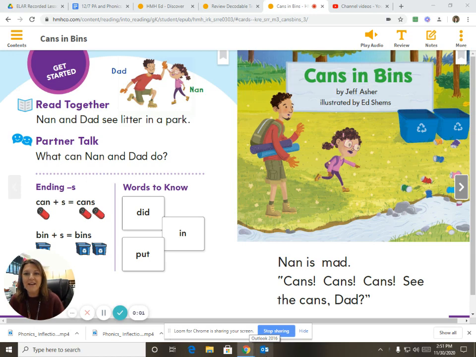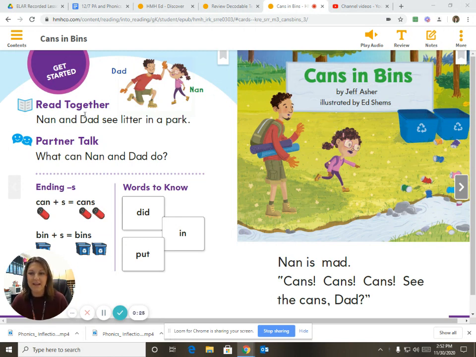Hi, kindergarten. Today we are going to be looking at two stories that you have read before called Cans and Bins and The Cap. And we're going to talk about connections that we can make between these two stories. So as you read, I want you to be thinking about how they are the same. And so let's look at the first story together, Cans and Bins. This is by Jeff Asher and illustrated by Ed Shems.